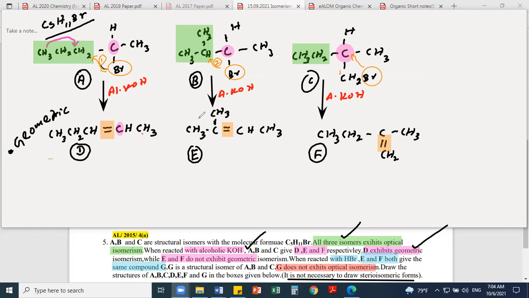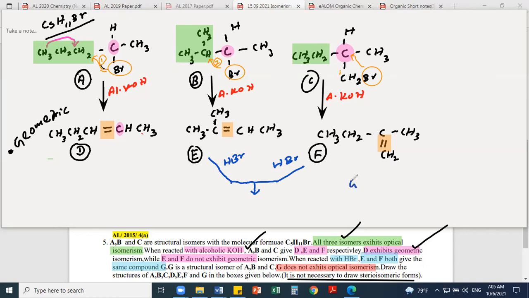After that, how to get the structure G? So how to get G here? They have given when reacted with HBr, E and F give the same compound G. When reacted again, that means what? After removing HBr, you add HBr. So this one is reacted with HBr, but E and F also reacted with HBr. Then you get the same compound. So that is G.